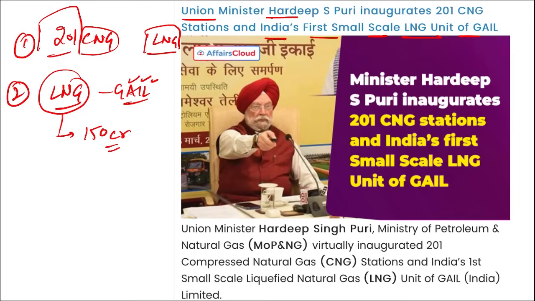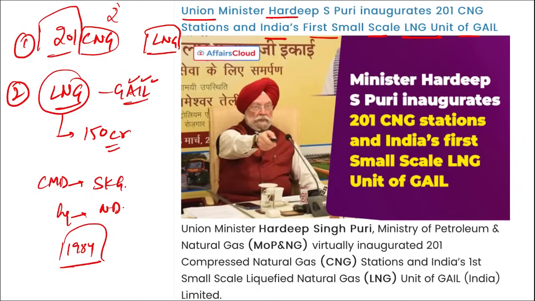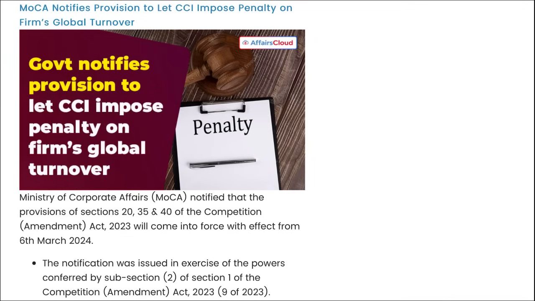If we talk about GAIL, then who is the chairman and managing director here? Sandeep Kumar Gupta. Headquarters is in New Delhi and it was established in 1984. And we have also seen 2 rupees were reduced from the price of CNG. Correct? Next is MoCA. What is this MoCA?